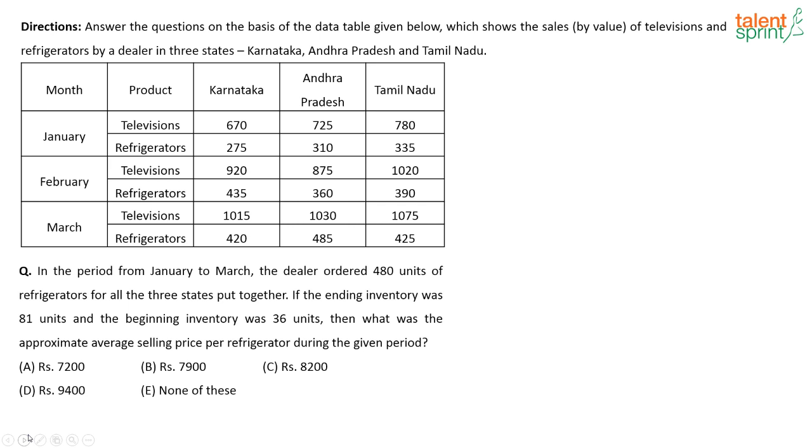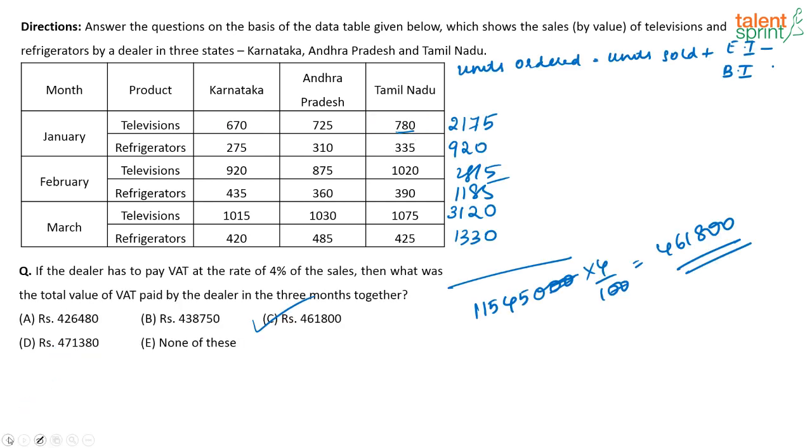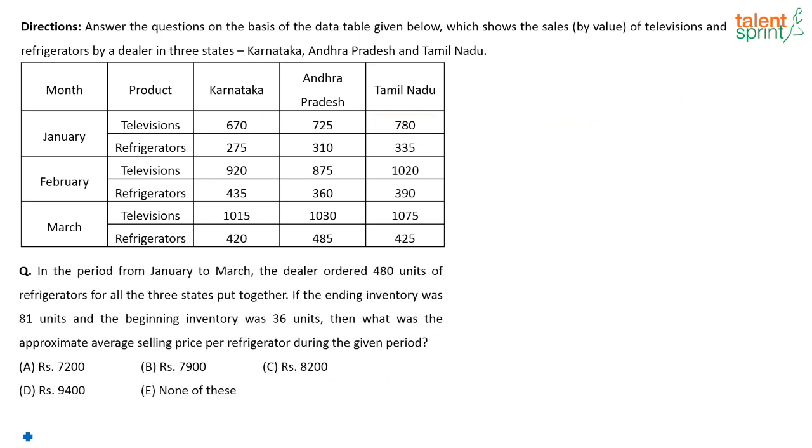So for this question, we will require the formula that is given along with the directions. Let us just note down the formula. You have units ordered is equal to units sold plus ending inventory minus beginning inventory. You have to use this to solve the question.